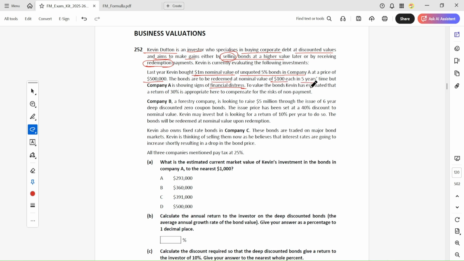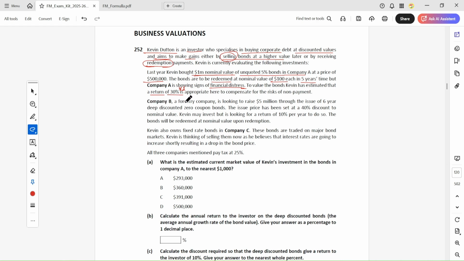To value the bonds, Kevin has estimated that a return of 30% is appropriate here to compensate for the risk of non-payment. So Kevin has estimated the cost of debt, which is the return that the bondholders are expecting, to value the bonds.